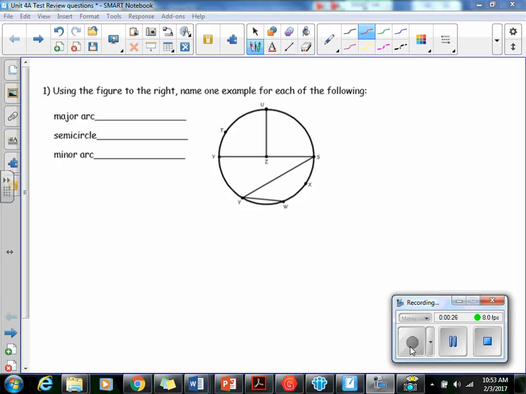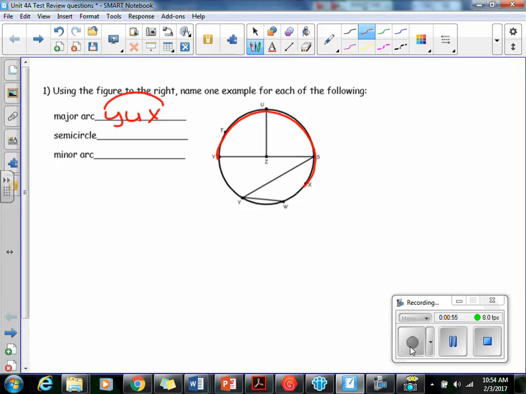If you were to go along the circle, Y starts here, U is up here at the top, and you go all the way around past the halfway point. You know Y to S is halfway. So if you go past that, you're more than 180 degrees. So one example of a major arc would be arc YUX. When you name an arc, you use that notation. It just looks like a piece of a circle.